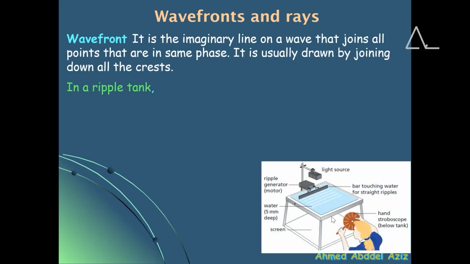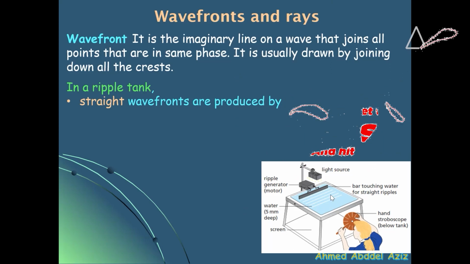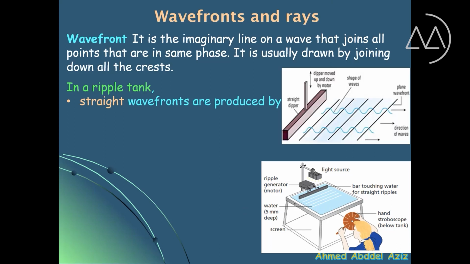Look at this picture. We have something called a ripple tank. A ripple tank is a device used to indicate the shape of waves. A wavefront is the imaginary line on a wave that joins all points that are in the same phase. It's usually drawn by joining all the crests. So this is a crest and this is a crest. The imaginary line here is called a wavefront. Also, if we have trough and trough, the imaginary line joining them is also a wavefront.